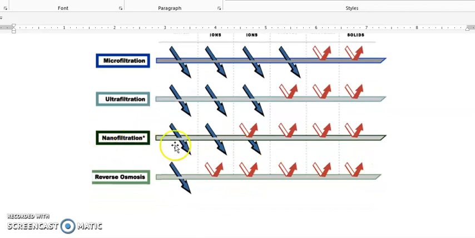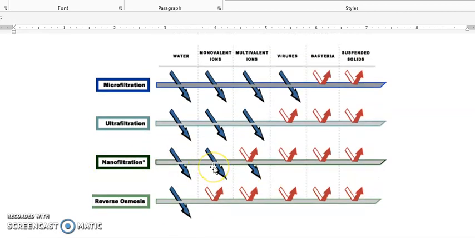Similarly, nanofiltration is going to allow water, monovalent ions and some multivalent ions, while some multivalent ions, viruses, bacteria and suspended solids get removed because they are blocked from passing through the membrane. And reverse osmosis will allow only water to pass through the membrane, while monovalent and multivalent ions, viruses, bacteria and suspended solids, all of them cannot pass through the membrane.